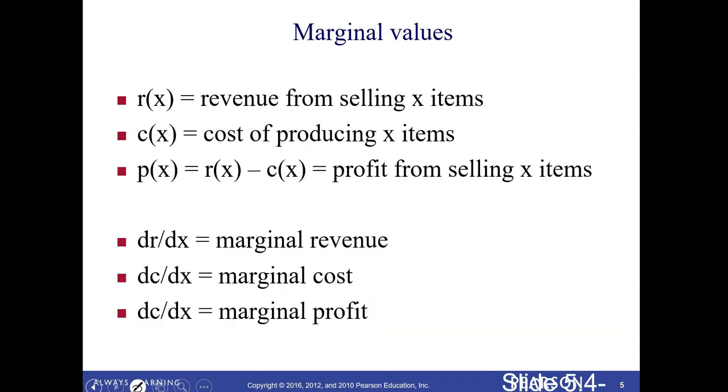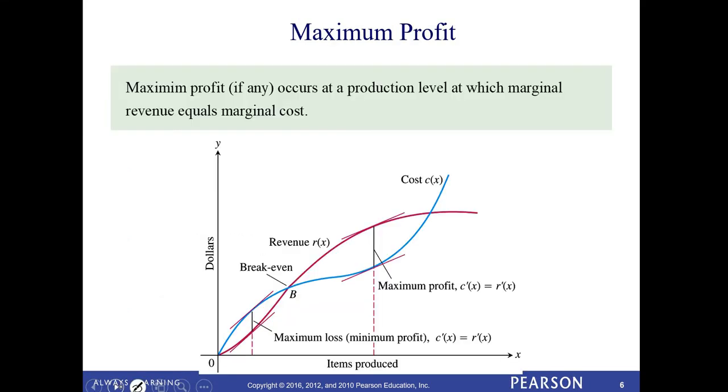All right, the next thing we're going to look at is marginal values. So when we're dealing with revenue, maximum profit, things like that, we want to look at marginal values. R of x is our revenue, C of x is the cost of producing those items, and the profit is always revenue minus cost. Marginal revenue, marginal cost, and marginal profit are the derivatives. Oops, that should have been dP. So when they talk about marginal cost or marginal revenue, that is the derivative of our revenue or our cost. So again, write this down, and let's look at a maximum profit example.